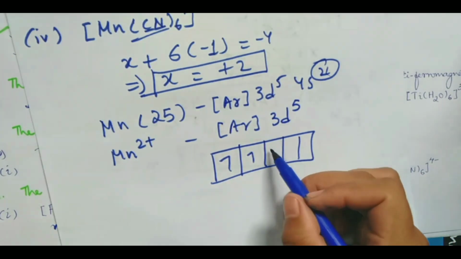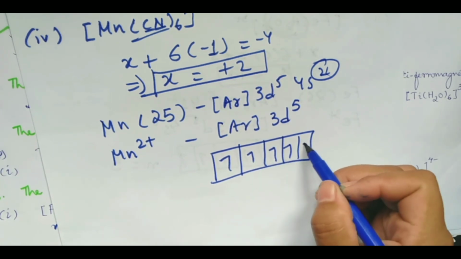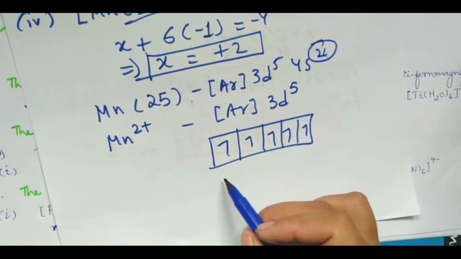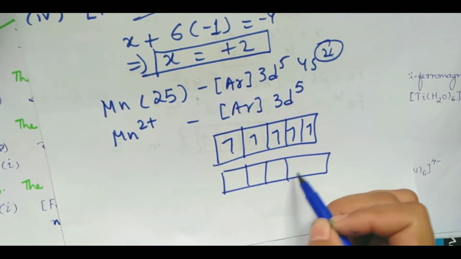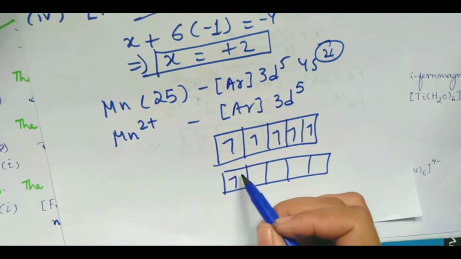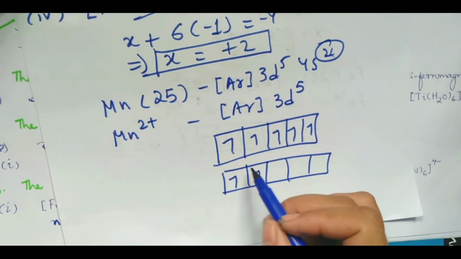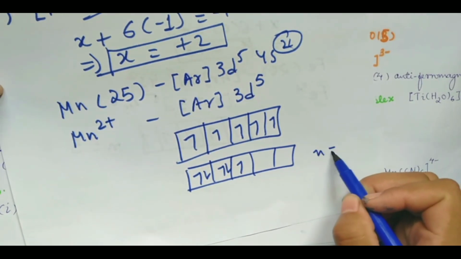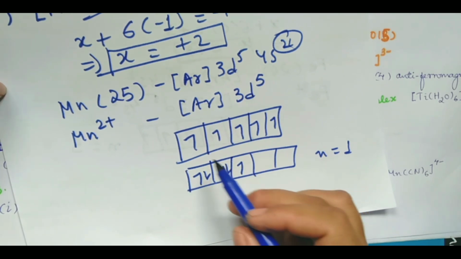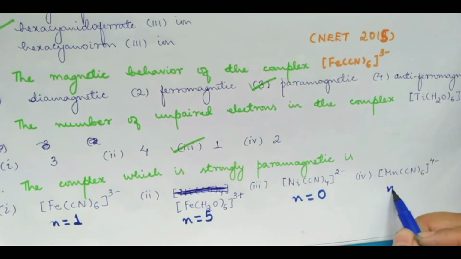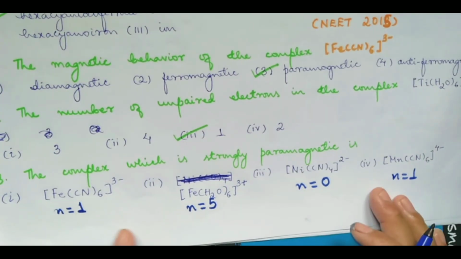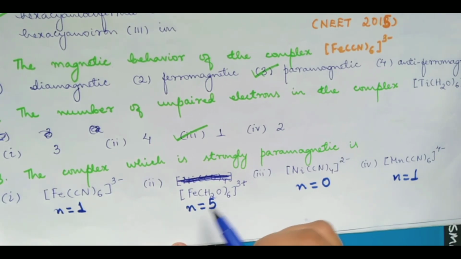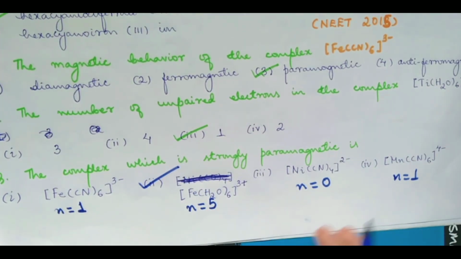1, 2, 3, 4, 5. So being a strong field ligand, these electrons start pairing up. And we have only one unpaired electron. So here N is equal to 1. Among these, the complex which has the maximum number of unpaired electrons is this one. So this is strongly paramagnetic.